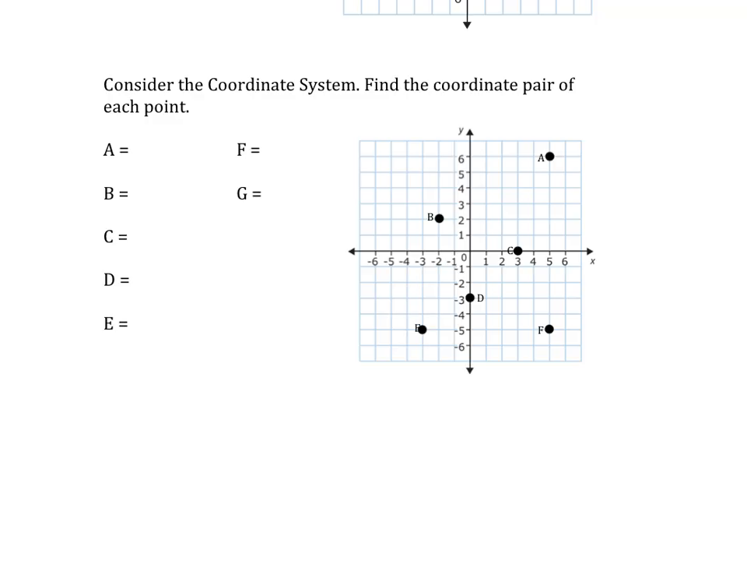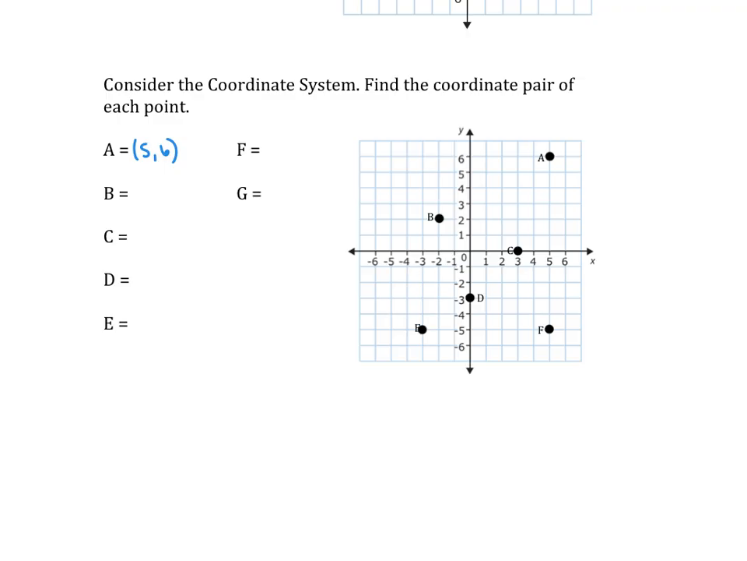So if we look here at letter A, I'm going to notice that it is over 5 units and then up 6. And again, I just drew with those lines so you could see how I'm visually looking at how to make that ordered pair. So that ordered pair here would be (5, 6). And we represent the ordered pairs with parentheses just as we saw them above.